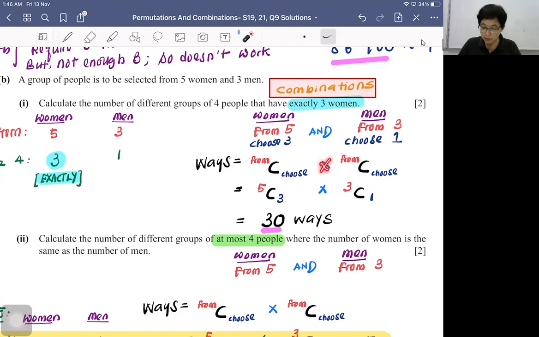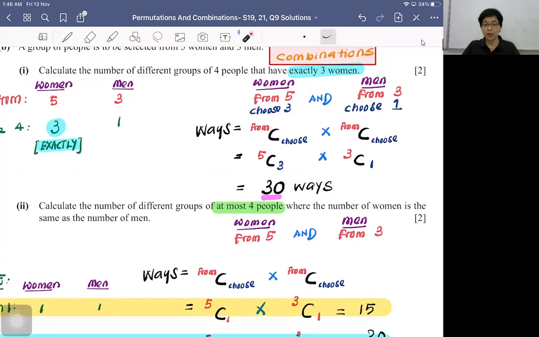5C3, and notice that we use a multiplication for the notations for n. For the men, you have from 3, you're going to choose the 1 and only vacancy to be filled in by them. So therefore, again, with the assistance from the calculator, you will be fully confident getting the full mark, that you will have altogether 30 ways to choose different groups of 4 people each time, and out of these 4 people, exactly 3 women are in that.